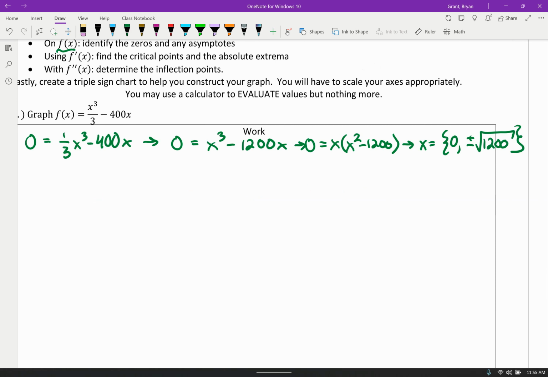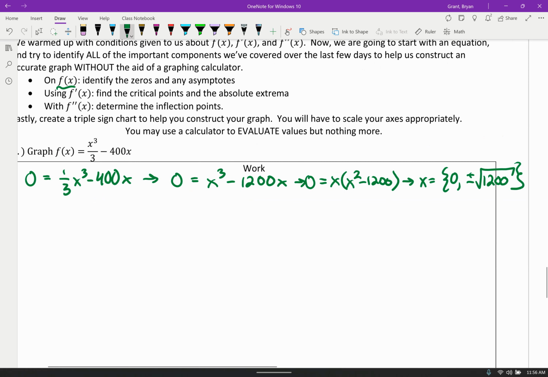Nothing too terrible. Now, eventually we're going to want to graph this, so we might need to know a little bit more about the square root of 1200. So I'm going to quickly break it down, right? We know that that's going to be 12 times 100. We know the square root of 100 is 10. And then 12 is 4 times 3. Square root of 4 is 2. If this was the square root of 1600, that would be 40. So I'm going to say that's a little bit smaller than 40. I don't know how much smaller, but a little bit smaller than 40. Okay, we have our x-intercepts.